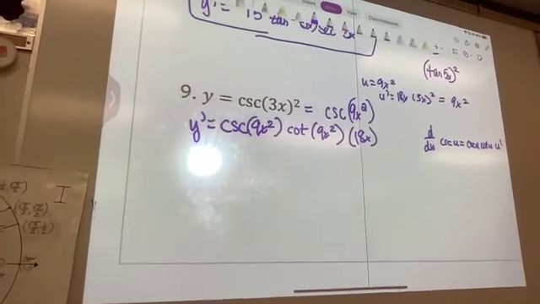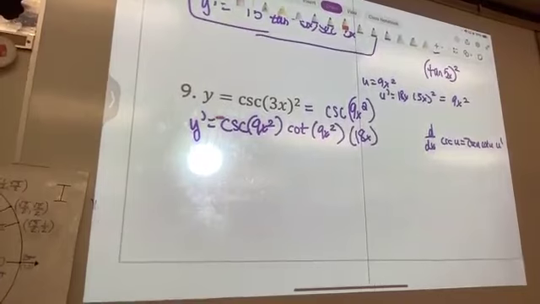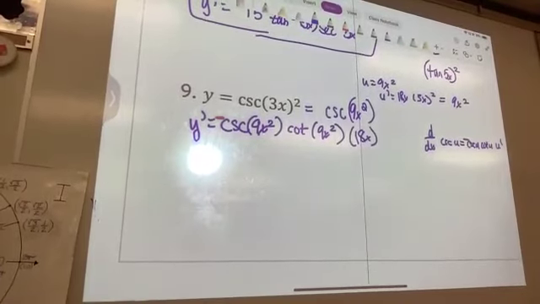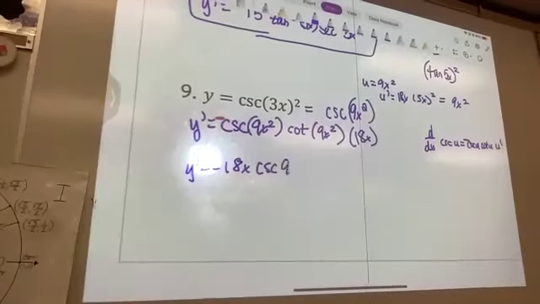Oh, I'm sorry. I missed something. The derivative of cosecant, what does your formula sheet say? Negative. Put that negative in there. Sorry about that. So it'd be negative. My final answer would be negative 18x cosecant 9x squared cotangent 9x squared.